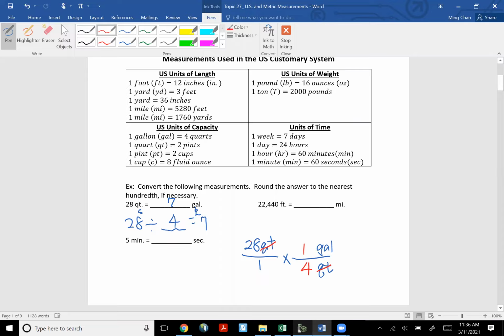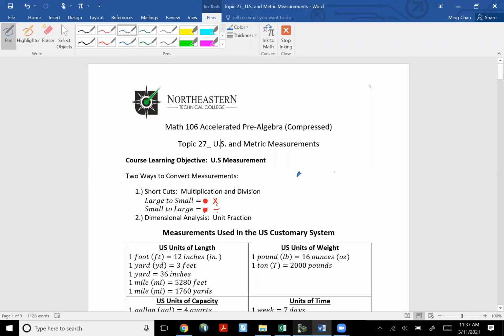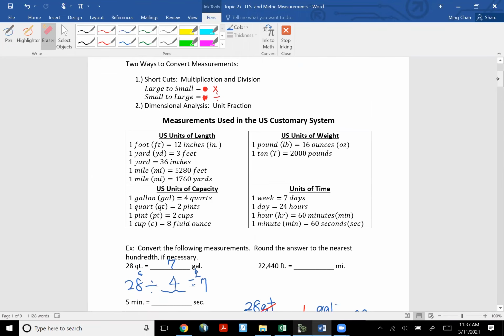Once the quart cancels out, we perform this just like a regular multiplication of fractions. 28 times 1 is 28, divided by 1 times 4 is 4. The only unit left is gallon. So 28 divided by 4, again, I get 7 gallons. Dimensional analysis works very well when the problem involves multiple steps. That means you start here, you need to go through another unit before you end up with the unit you want. It works best for those because then you don't have to think about which unit is bigger, which unit is smaller, or about multiplication or division.